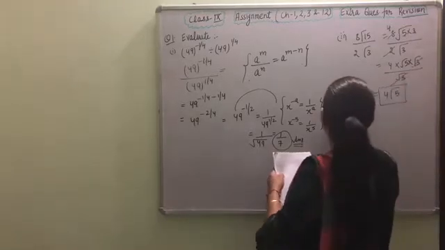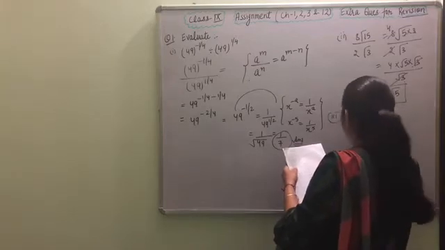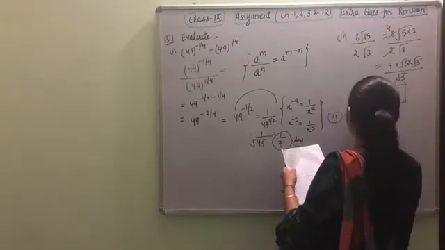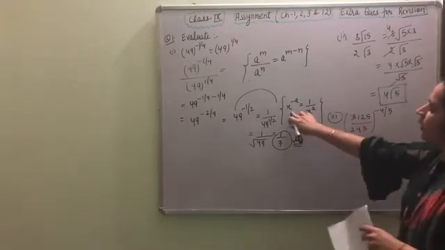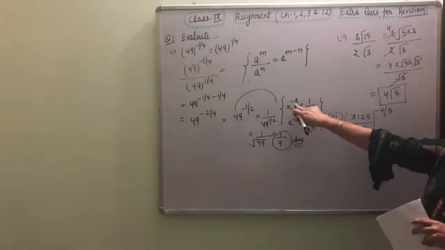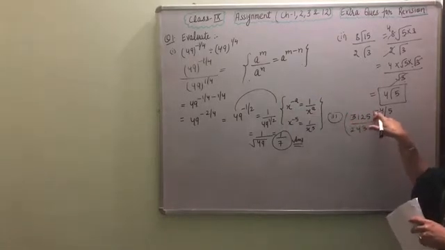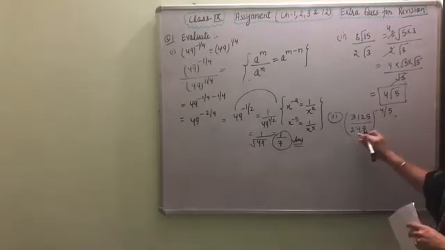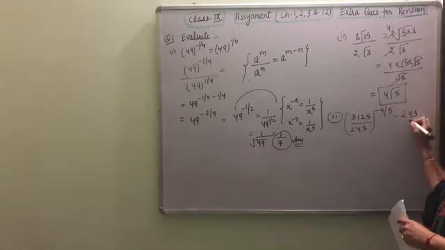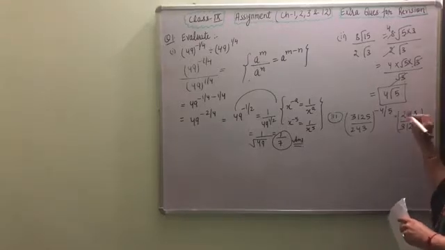Next part, third part. 3125 divided by 243 raised to the power minus 4 by 5. Again the same law will apply here. It is given x raised to the power minus a is equal to 1 upon x raised to the power a. Negative sign is there. When we change the base, it will give us a positive sign. This will become 243 by 3125 raised to the power, this negative will become positive.